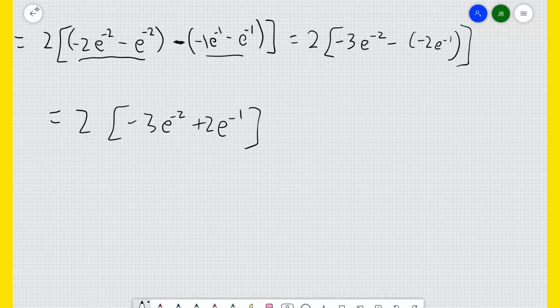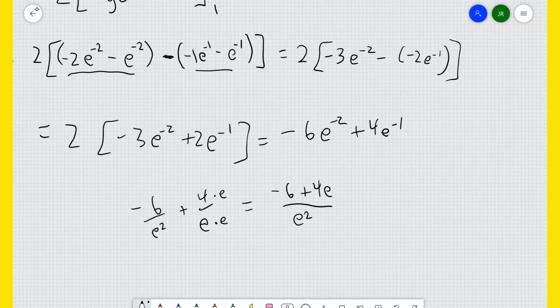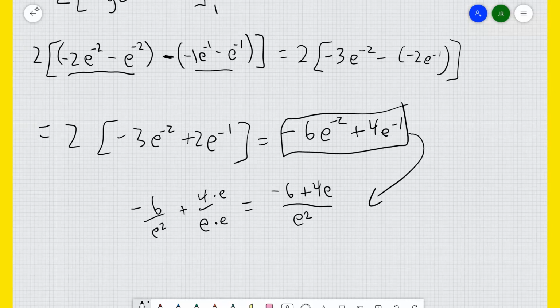And that's pretty much as simple as you can put it. I mean, I don't know that you can. Maybe we could do a few more things. Maybe you could leave it like this. But let me see what happens if I try a couple more things. We could make this negative 6 e to the negative 2 plus 4 e to the negative 1. And I'm kind of debating now if I should try to go further. I paused it and did a little bit more work and got to that, but this is probably just as good an answer as that is.